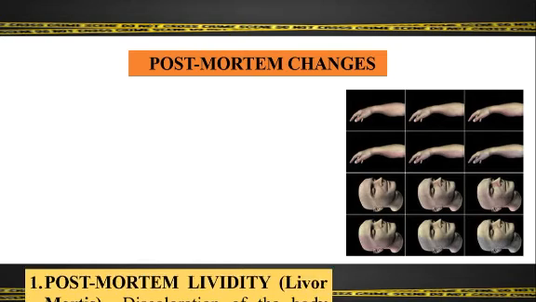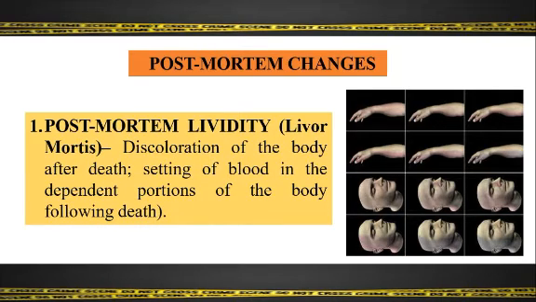Next po, post-mortem changes. Post-mortem lividity or livor mortis. It is the discoloration of the body after death, the setting of blood in the dependent portion of the body following death. Livor mortis is the reddish-purple to purple coloration in dependent areas of the body due to accumulation of blood in the small vessels of the dependent areas secondary to gravity. This pooling of blood begins immediately after death and becomes fixed in approximately 8 to 12 hours.